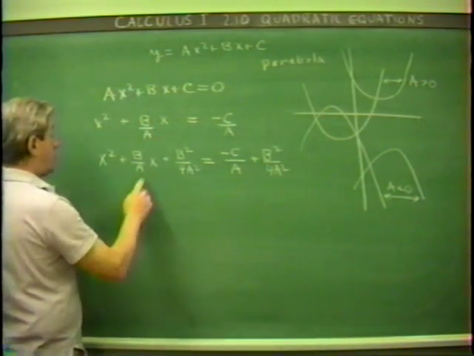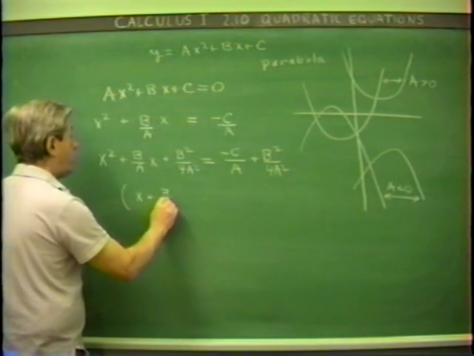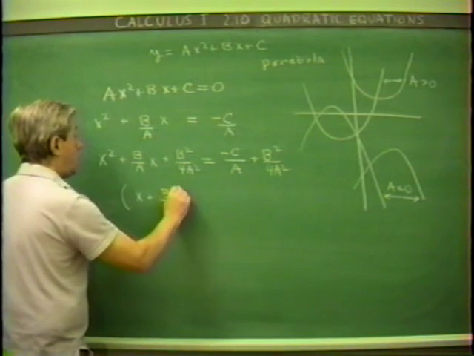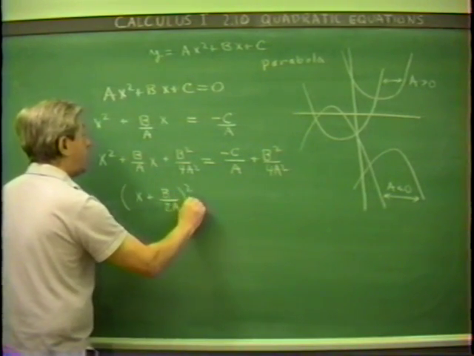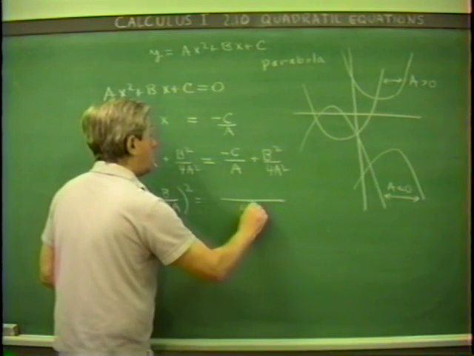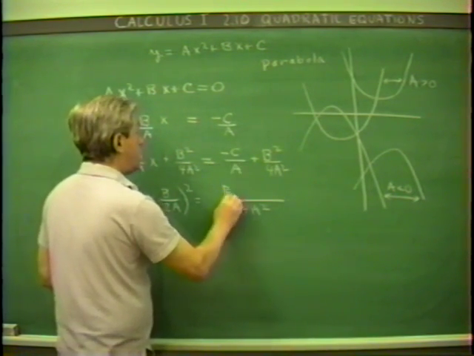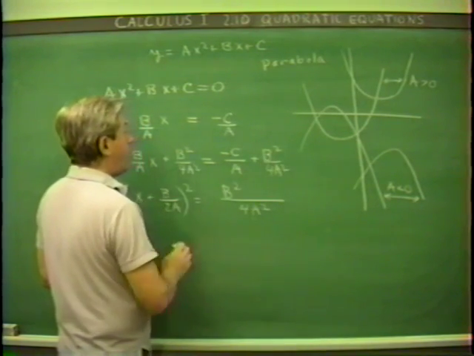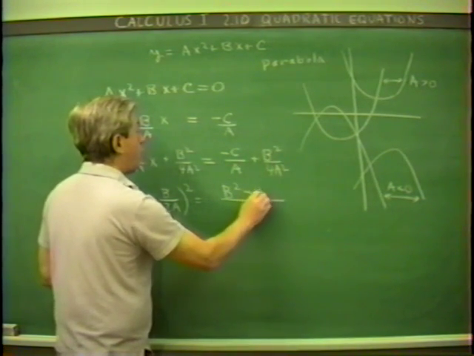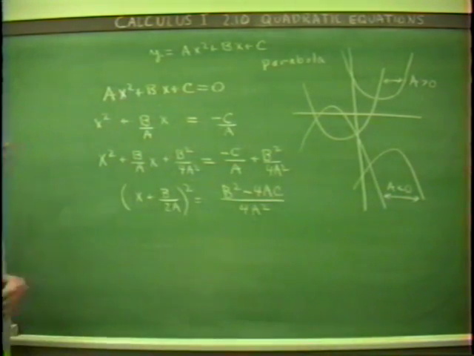Now this is a perfect square. It's the square of x plus b over 2a. So this squared is going to be equal to, now I'm going to put everything over 4a squared here, so that I'm going to get b squared on the one hand, and I'm going to get minus 4a times c. I have to multiply numerator and denominator here by 4a.